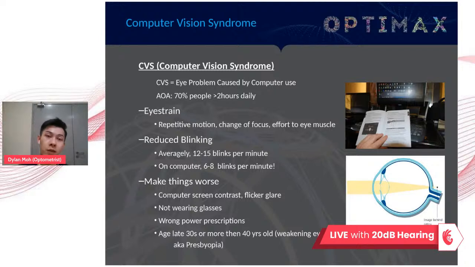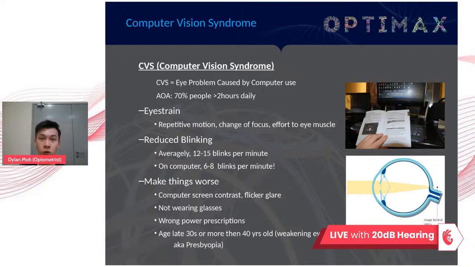Followed by that, not wearing glasses. If you do have a power, you need glasses to see the words clearly. If you choose not to wear them, it may cause CVS as well, because you need to pay more attention to the wording. Then followed by wrong power prescriptions. If you have negative 500 power but you're just wearing 200 power, you need an extra 300 to focus, which also causes effort for you to focus.